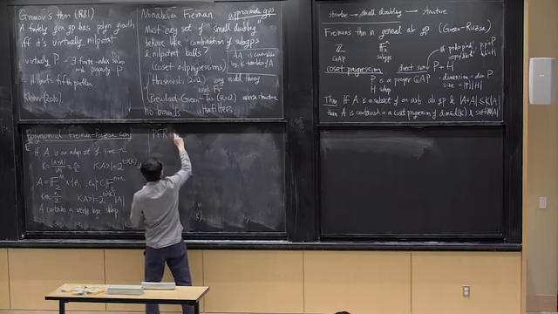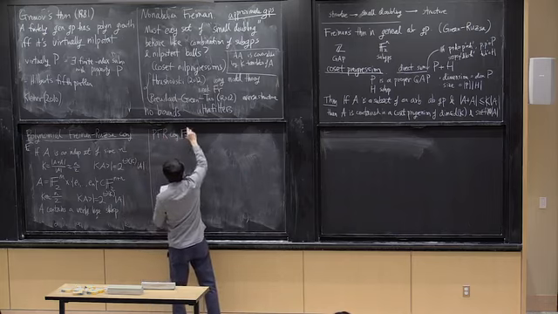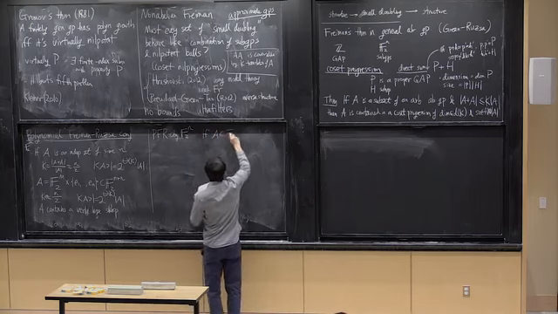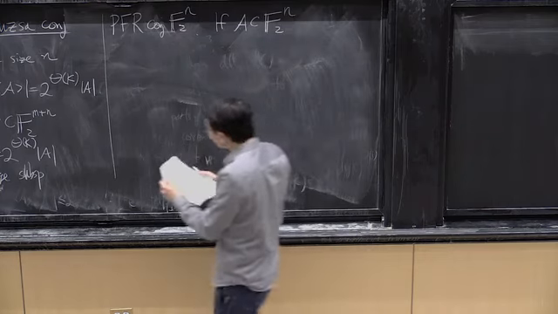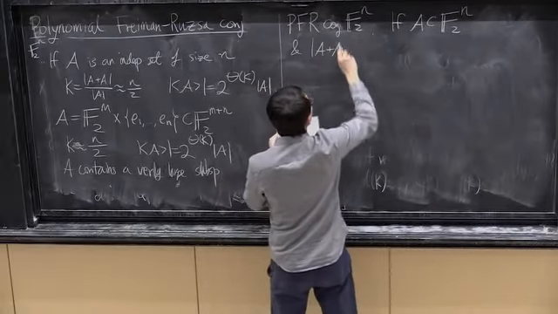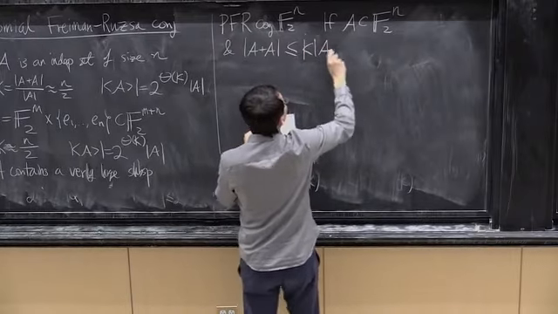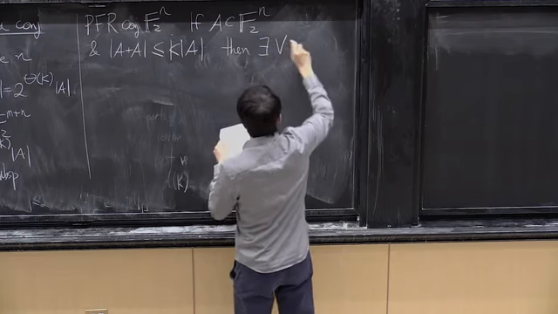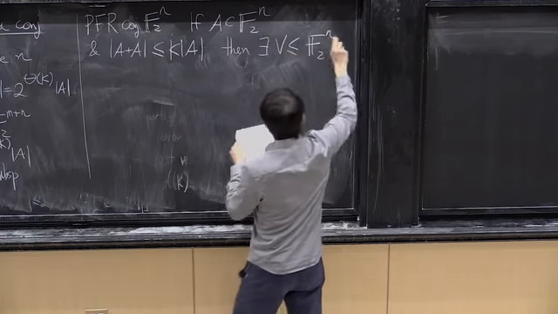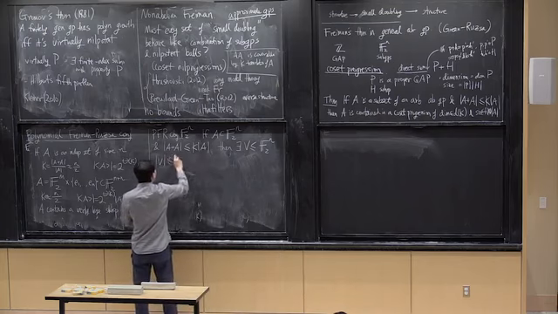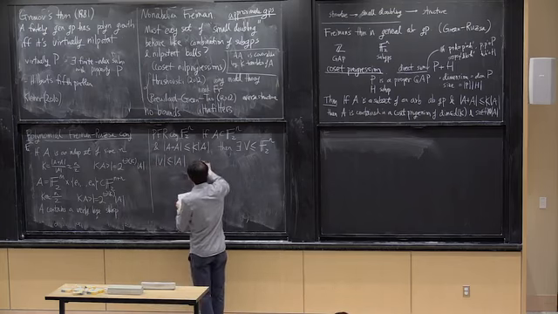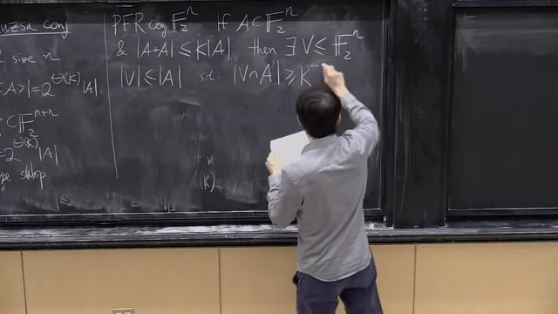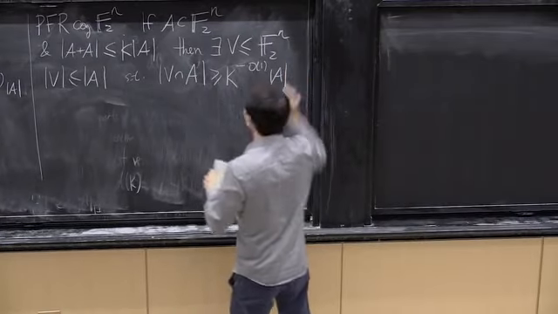The PFR conjecture for F_2^m says that if you have a subset A of F_2^m and A plus A is of size at most K times the size of A, then there exists a subspace V of size at most the size of A such that V contains a large proportion of A.